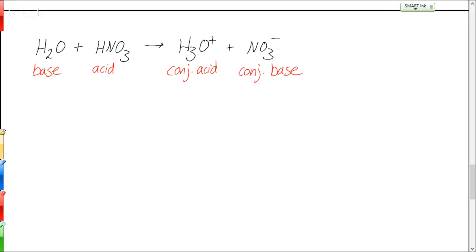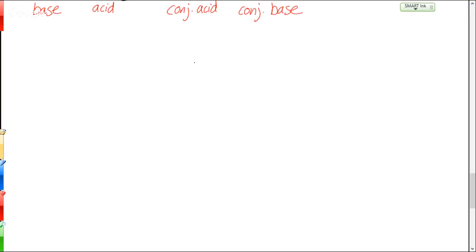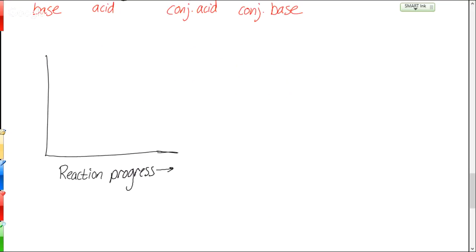Drawing the energy diagrams for reactions. Okay. All right, so here's our axes. This is our reaction coordinate or reaction progress. And this is energy.